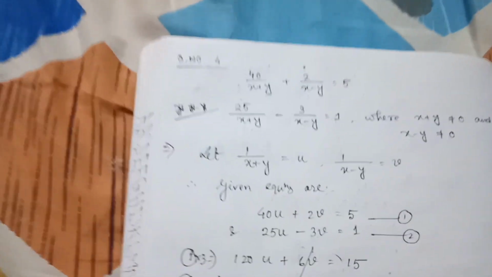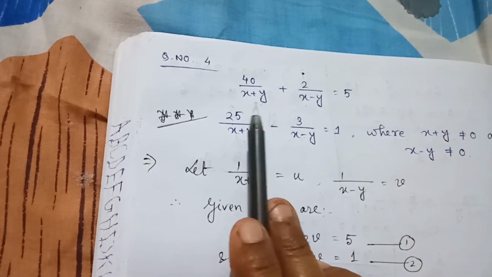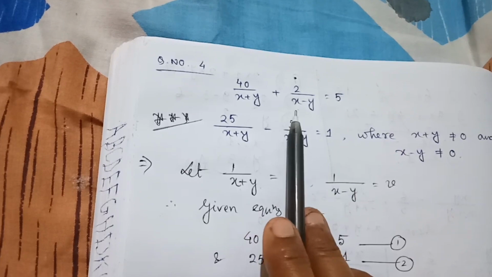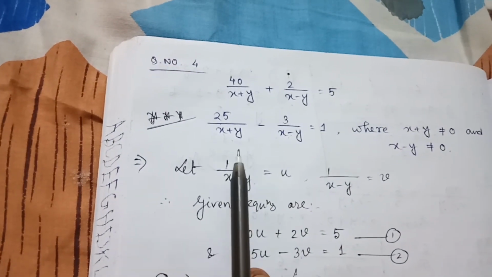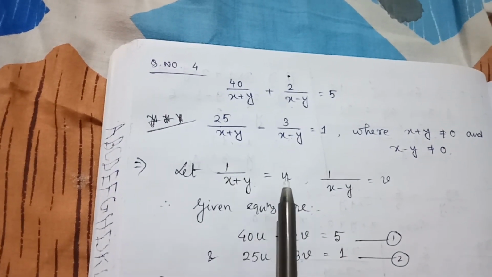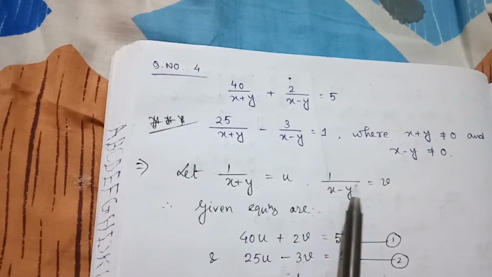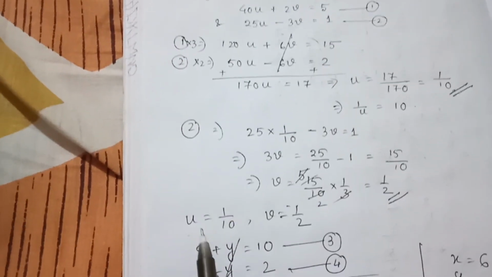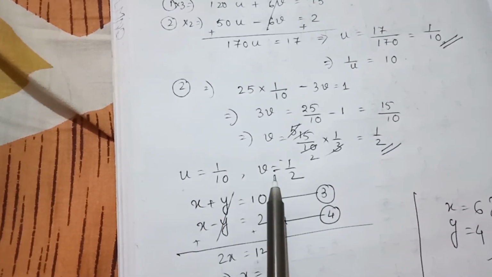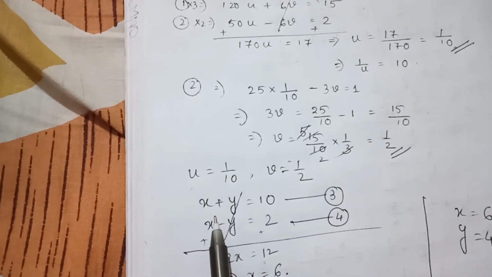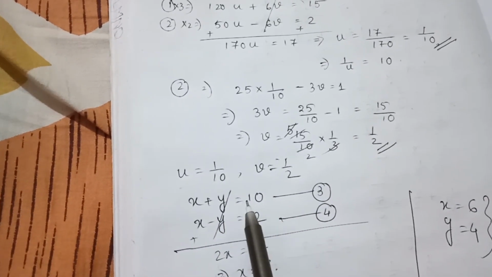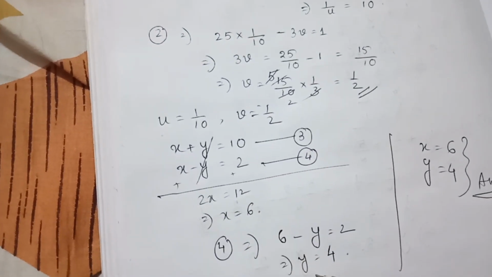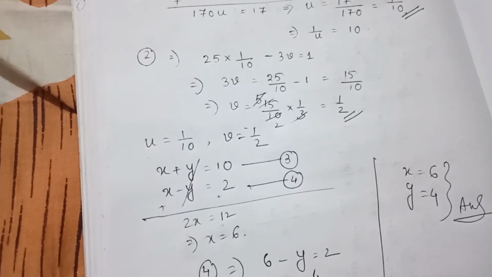Okay, so I'm just repeating it again. If you have this type of two denominators, then you take, as previously, 1 by the first denominator equals u and 1 by the second denominator equals v, and then proceed in the same way to find out the values of u and v. After finding the values of u and v, we will put them back like this, and we will get another two equations, and we will solve them for x and y, and we get the answer.